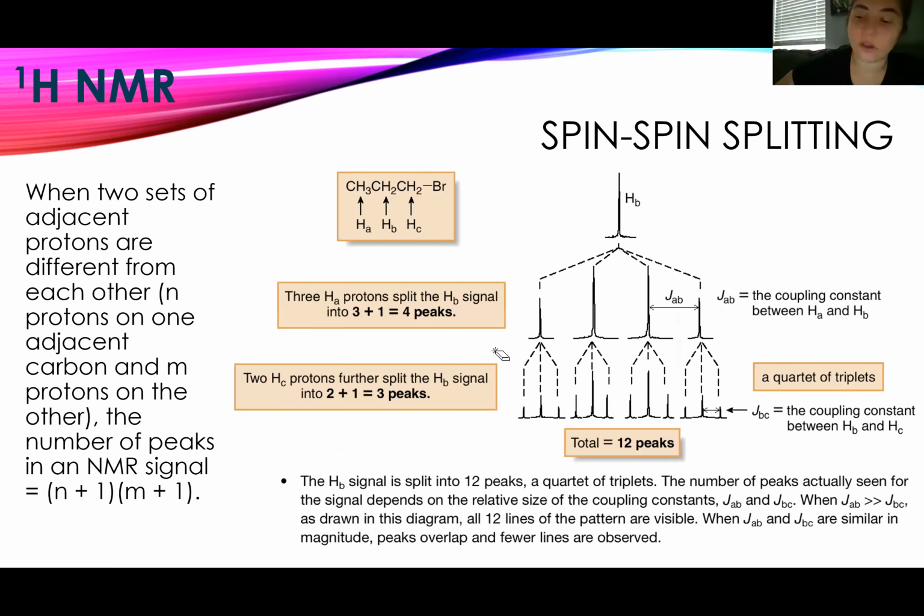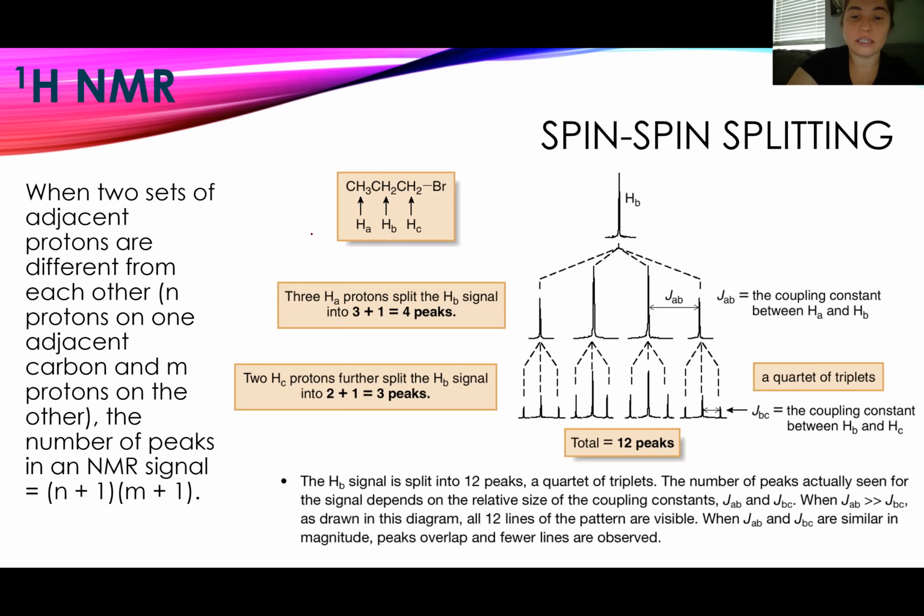Okay, our last topic is spin-spin splitting, which is when you have different neighbors. So when you have 2 sets of adjacent protons that are different from each other, and you have N protons on one adjacent carbon and M protons on the other, the number of peaks in an NMR signal will be N plus 1 times M plus 1. So what that means is this poor CH2 set right here is going to have some very confusing splitting.